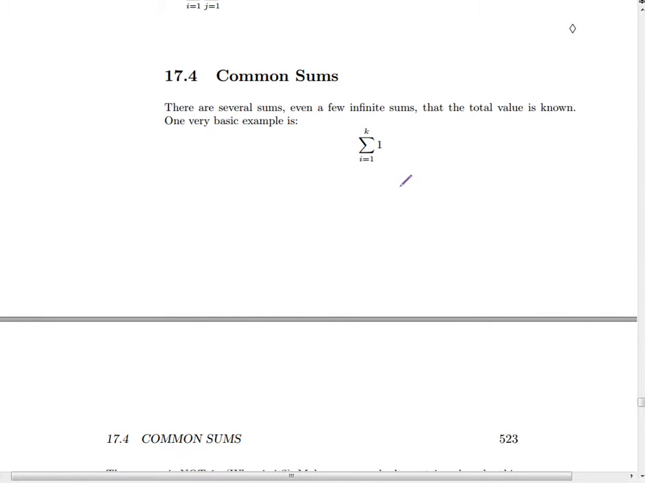Okay, let's look at some common sums. The first is this one here. You start at the index 1 and go up to k. So in fact, there are k terms altogether, and each one is 1. Also, that's k times 1, which gives us k.